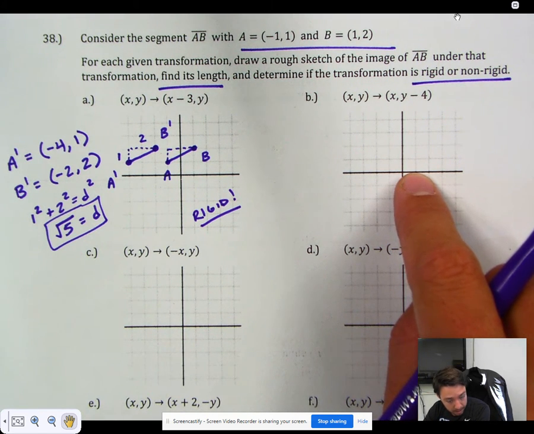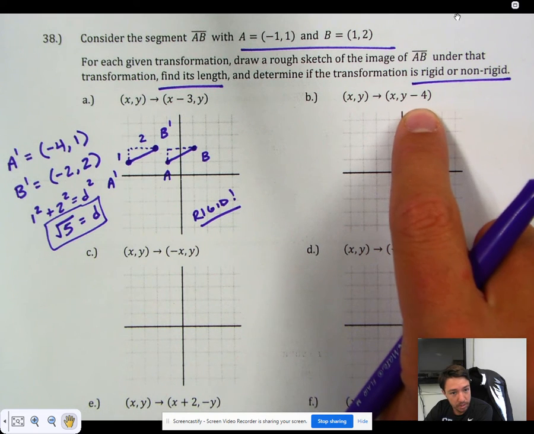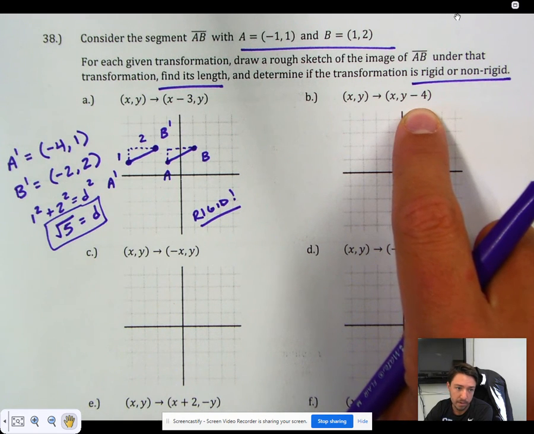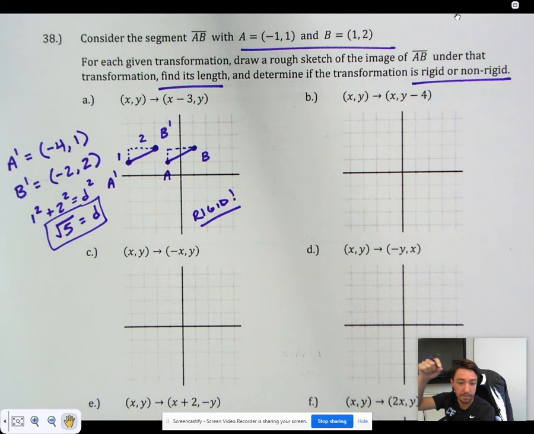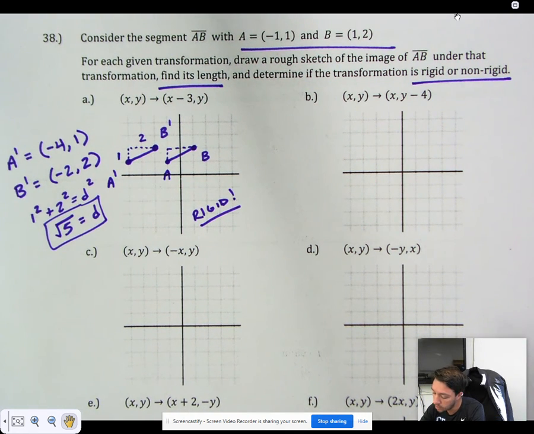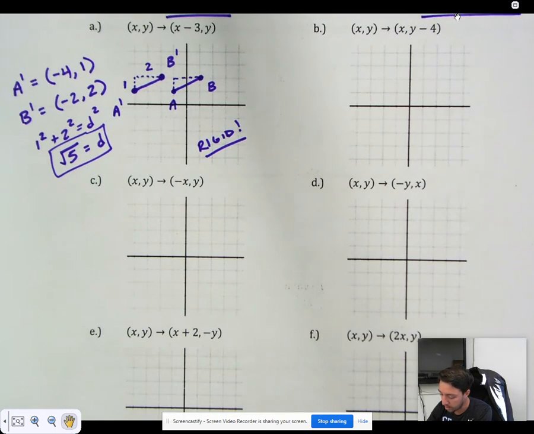I'll give you a big hint though. What do you think happens when you subtract 4 from the y values? Subtracting 4 from the y's is going to send it down. So you're going to have your segment, your AB, and it's going to just shift down. So let's do 1 or 2 more of these here.